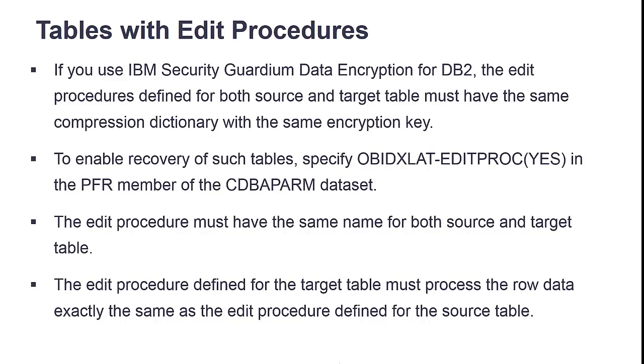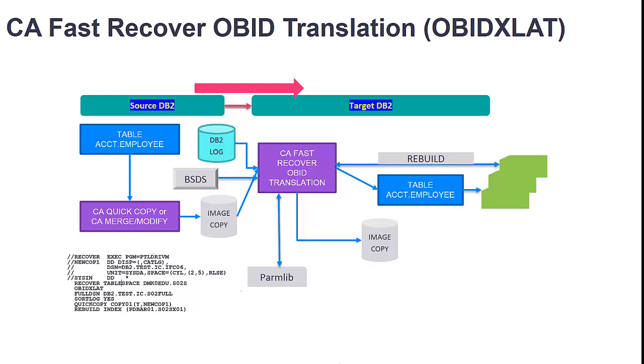As you can see, Object ID translation is a powerful feature that takes a complicated procedure and turns it into a simple process. By using database management solutions from CA Technologies, you can streamline the tasks associated with managing a database. You can trust in CA Fast Recover to do the job for you.